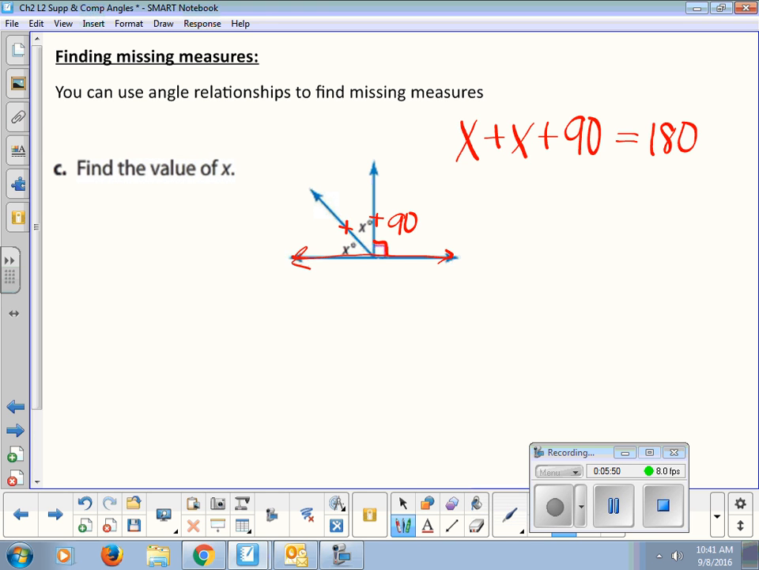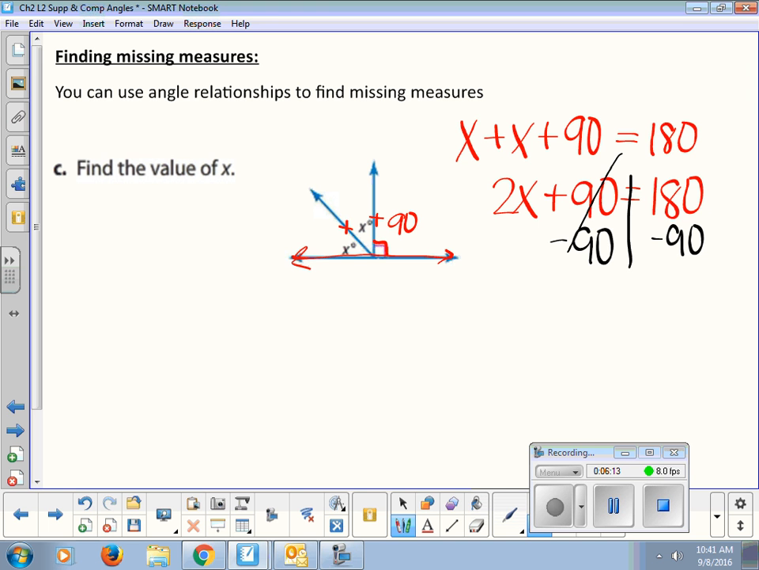Everyone should know if we combine these two x's, what are we left with? 2x. So x plus x gives us 2x. I'm going to bring down my plus 90 and bring down my 180. We now have a two-step equation. What do we want to undo first? Subtract 90. We want to subtract 90 from both sides. This will cancel out to be 0, and we get that 2x equals 180 minus 90 leaves us with 90, and we have to do what to both sides? Divide by 2. This cancels, and we get that x equals 45.